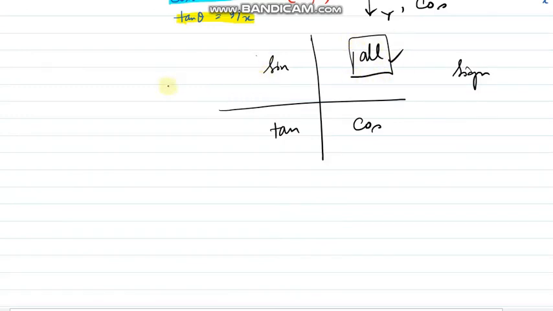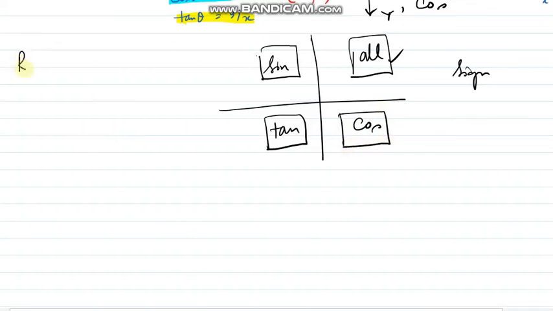In the second quadrant, only sine theta is positive. Third quadrant, tan theta is positive. Fourth quadrant, cos theta is positive. So this is the representation of angles in different quadrants.